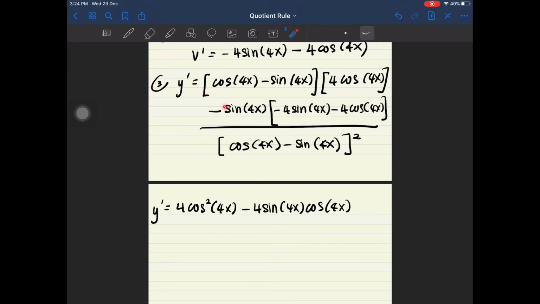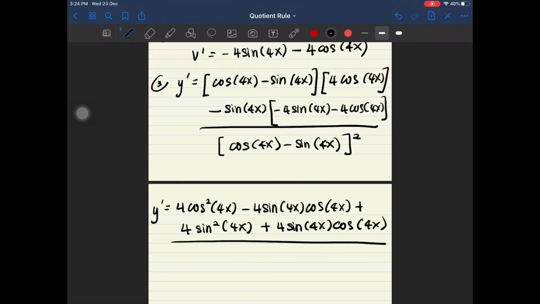So we are settled with the first part here. For the next one, you expand this function and also this one. Negative negative will give you positive, so plus 4 sine squared 4x, and again here negative negative, so you will have positive, plus 4 sine 4x cos 4x, over cos 4x minus sine 4x, the whole thing squared.